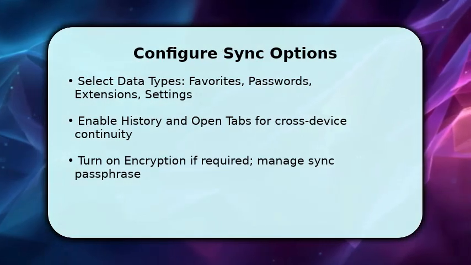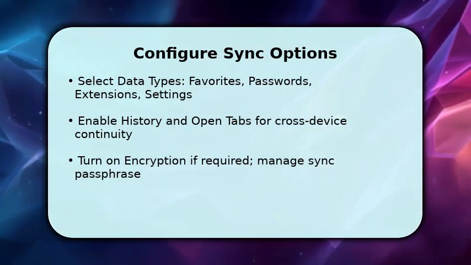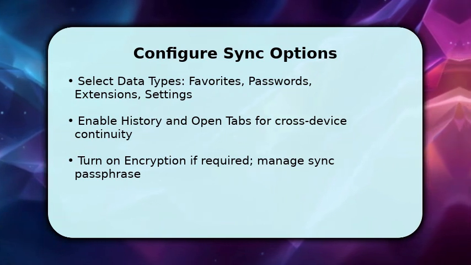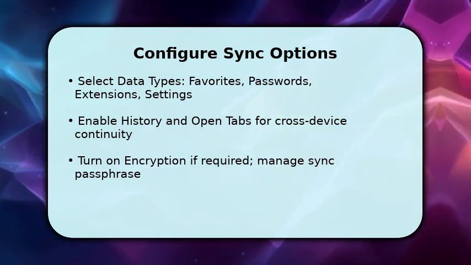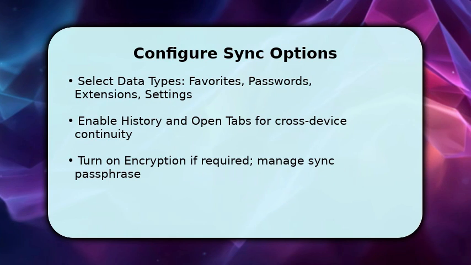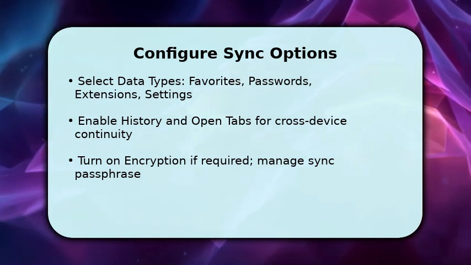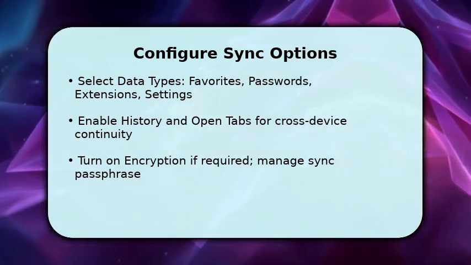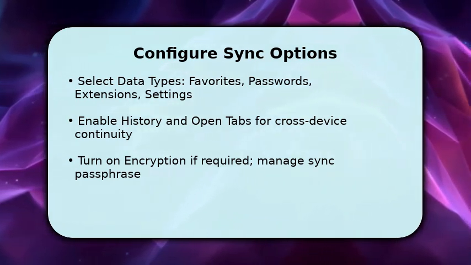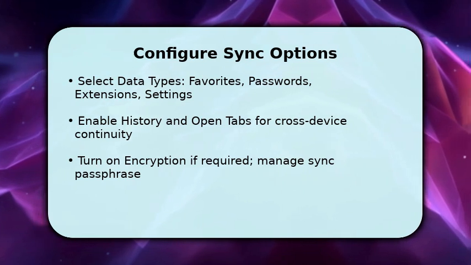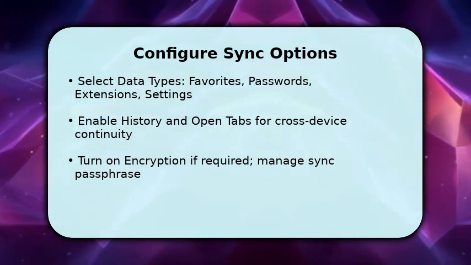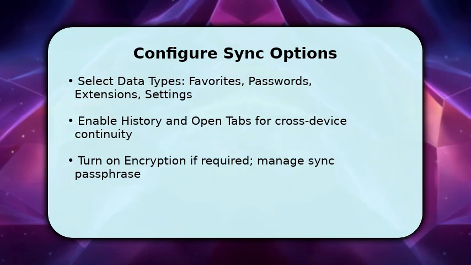Once done with the basic sign-in, you configure what actually moves between devices. Go into Sync Settings and pick data types: favorites, passwords, extensions, settings, history, and open tabs for continuity. Make sure to enable encryption if you prefer extra security. You may set a sync passphrase, which you must remember. Also verify extension compatibility across platforms so functionality stays consistent. These middle steps control what syncs and protect sensitive items while keeping your browsing experience seamless everywhere.